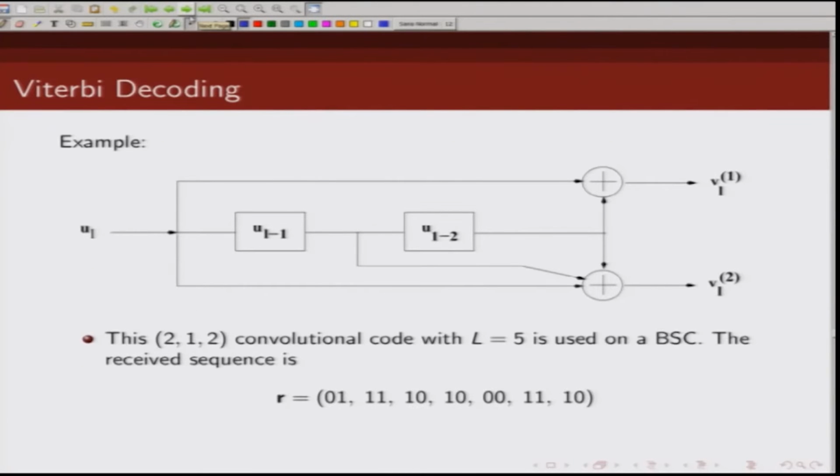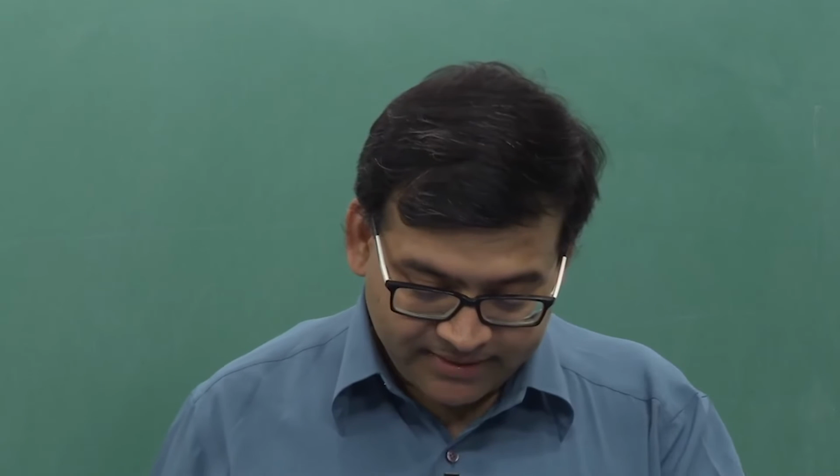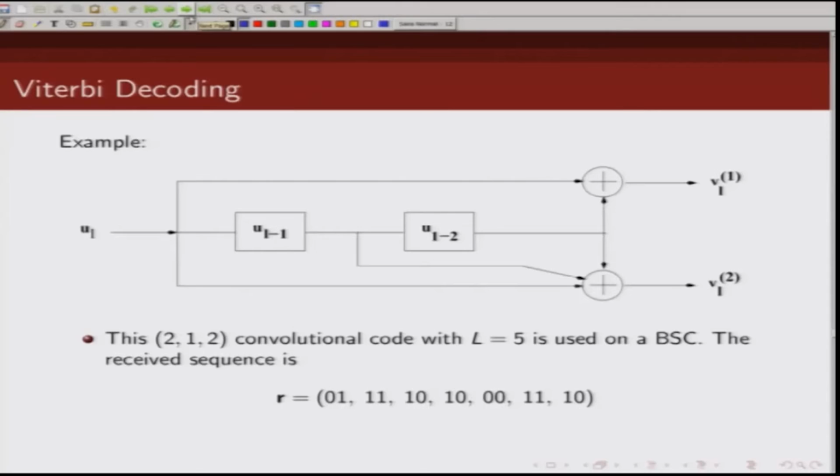So, let us come to an example to show how we compute the partial path metric, how we choose the best surviving path, and how we eliminate other paths which do not give us the best path metric. Okay. So, let us take an example of a rate 1/2 code which has memory 2. This is the encoder of a rate 1/2 code.